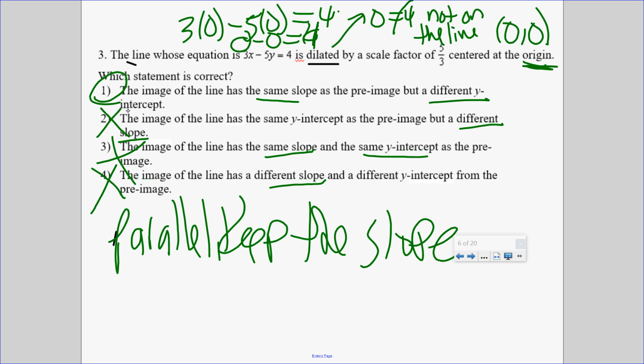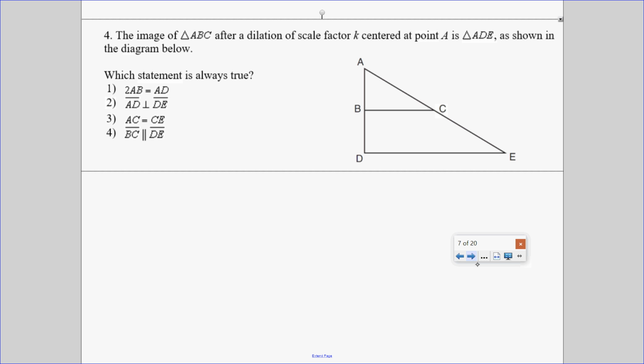The slope is always, always, always the same for line dilations. To determine if the y-intercept is the same or different, we sub x and y, our center of dilation, into the equation of the line. If it works out, then yes, it's on the line. It has the same y-intercept. It's the same line. If it's not on the line, it's a different y-intercept. It's a different line. I also asked you to do number 4.